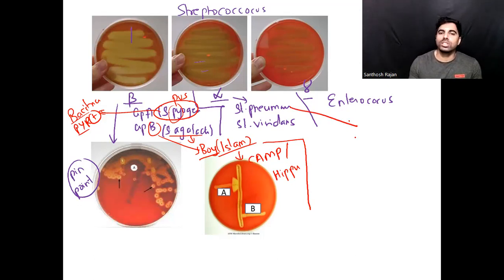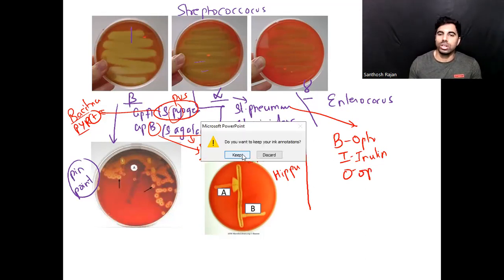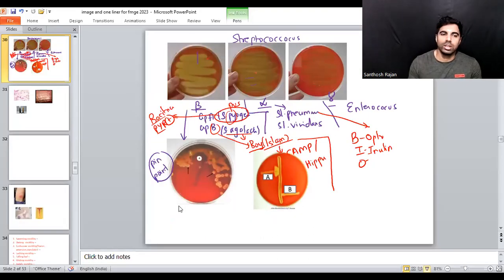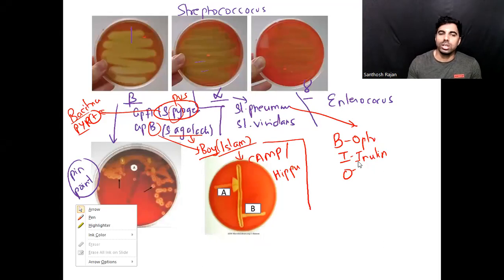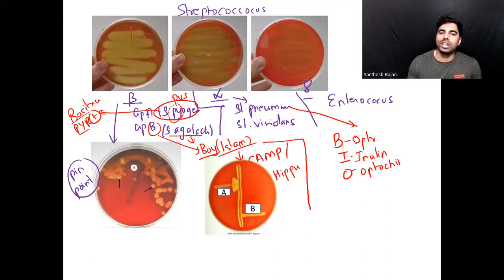For pneumococcus, a very important test is optochin. I told you to remember it as the BIO group: O for optochin, B for bile solubility. Bile solubility is very, very important. For Enterococcus, it is bile esculin. Bile esculin positive. These are the common tests you must know. You can't miss it. Okay, so remember that.